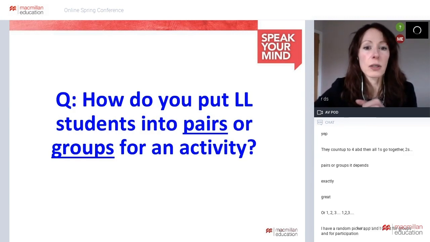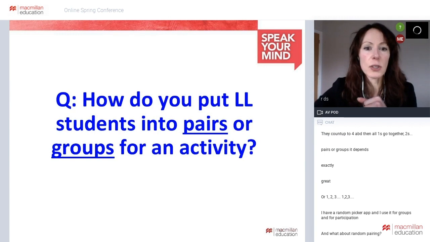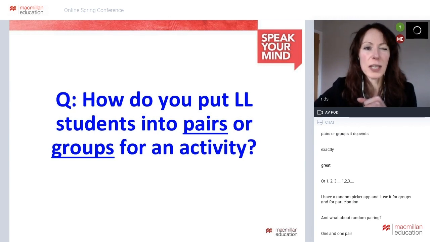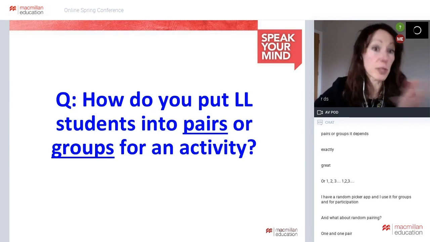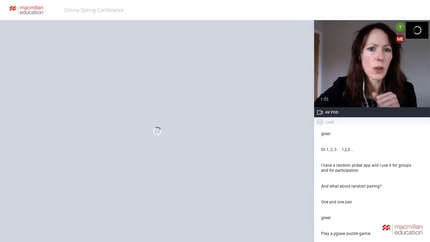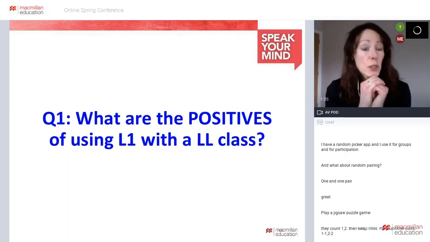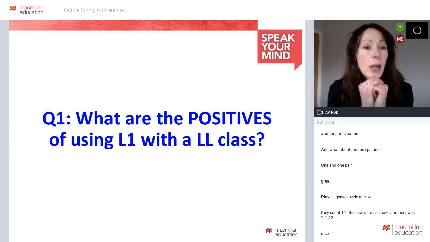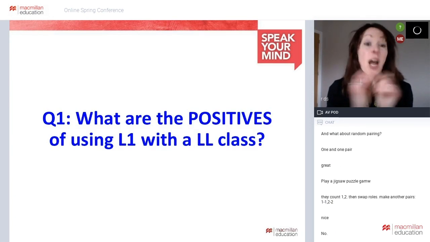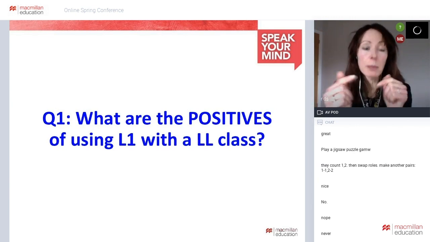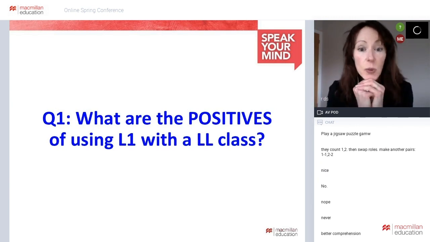Let's go on to another question. Whilst we're thinking about instructions, the big elephant in the room is, of course, L1. Do you use it or not? So if I could ask you to have a think about this, what are the positives of using L1 with a lower level class? I'll also ask you about what are the negatives in a minute, but let's look at the positives first of all, if that's okay.